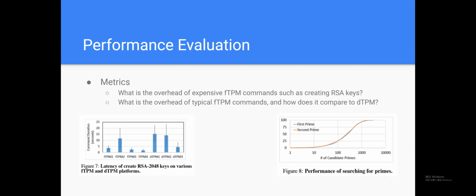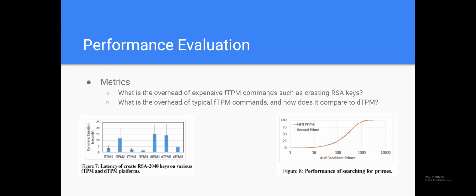And you can see that on average, FTPM is faster than DTPM. One of the important bars to look at actually right here is DTPM number 3. And this one was thought to actually search for prime numbers in the background and maintain a cache of prime numbers without any command actually being issued. So that's why that one is actually faster than the other DTPMs and faster than even FTPM2.